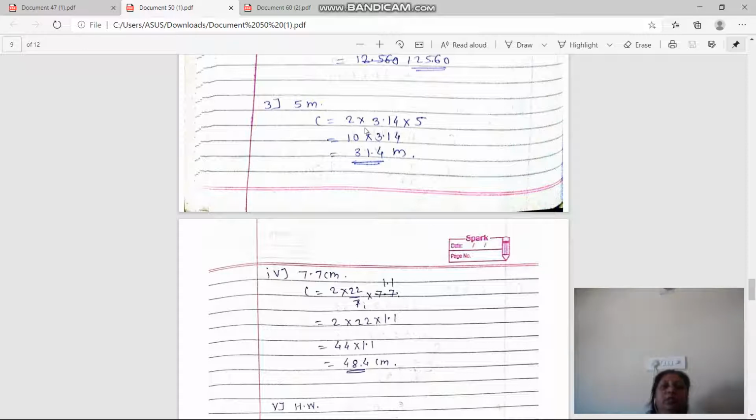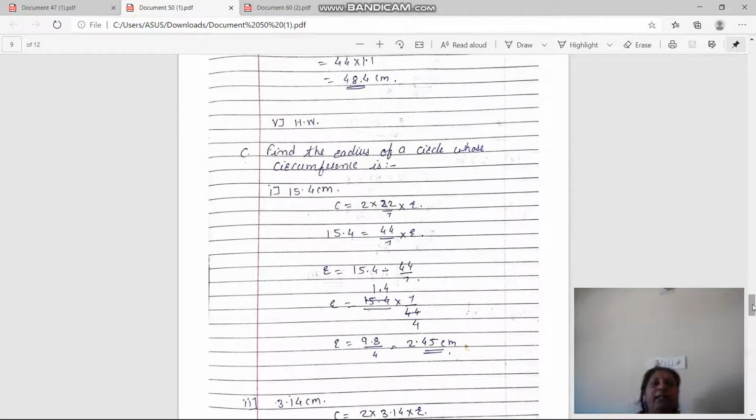So let's take the next. Circumference is equal to 2 multiplied by 3.14 multiplied by 5. So 5 2s are 10. 10 multiplied by 3.14 we get 31.4 meter. Okay. Now fourth. So radius is given 7.7 centimeter. So C is equal to 2 multiplied by 22 upon 7 multiplied by 7.7. So here 7 1 the 7, 7 1 the 7, decimal 7 1 the 7. So it is 22 multiplied by 2 we get 44 and here 1.1. Okay. So when we multiply 44 by 1.1 we get 48.4 centimeter, right? Don't forget the unit.